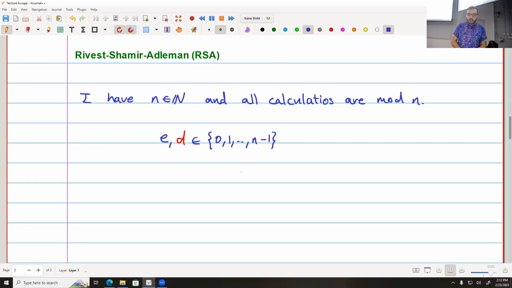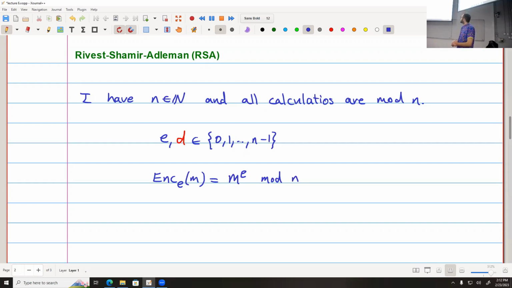Now, I want to have a very simple encryption. I'd like to say that if I want to encrypt some message M using my key E, I would like this to be a very simple function. So I'd like it to just be M raised to the power of E. So I want my encryption to be like this, of course, mod n.